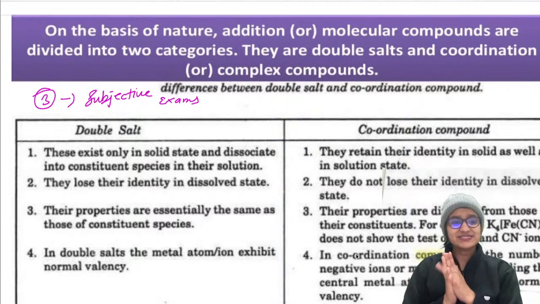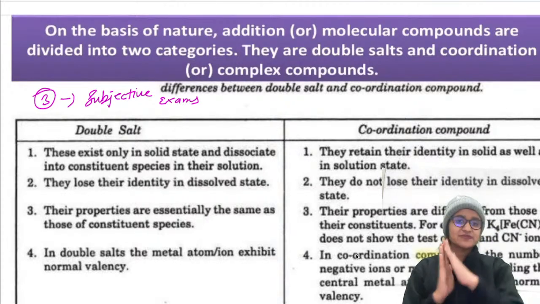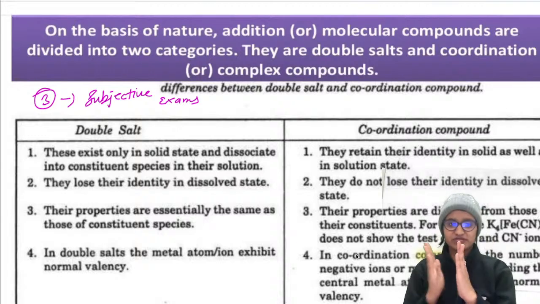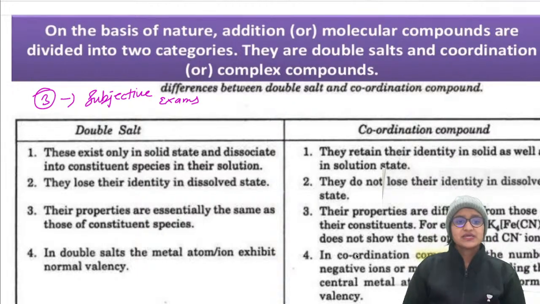Now, you can see here exactly the difference between double salts and coordination compounds. Please read the differences which are given on the screen, Amar. Please read all of them. Yeah, my facial expression was exactly the same. Ditto.